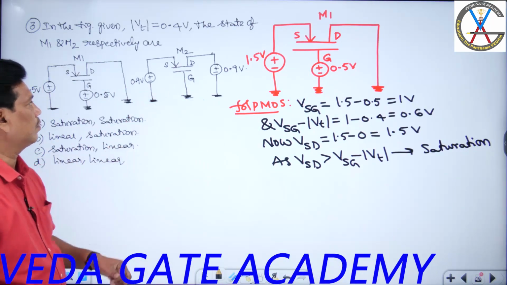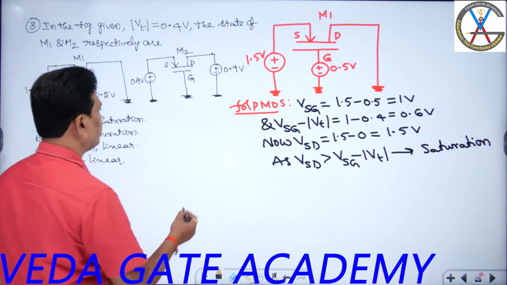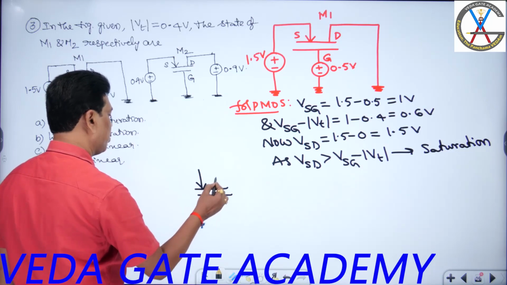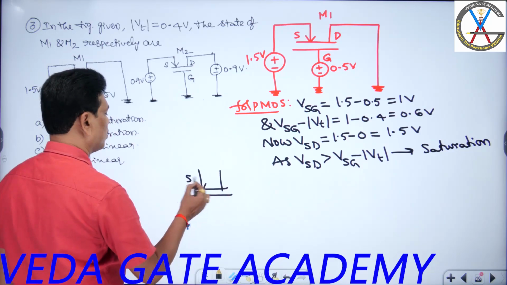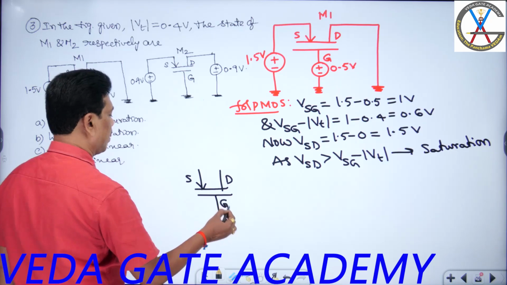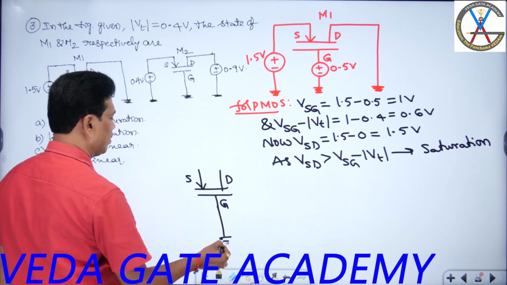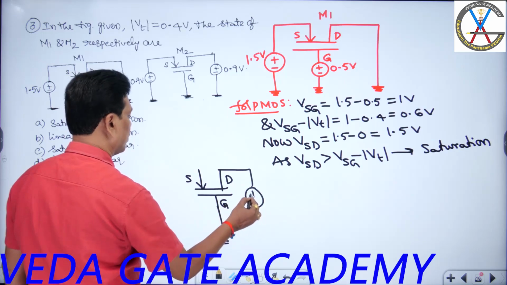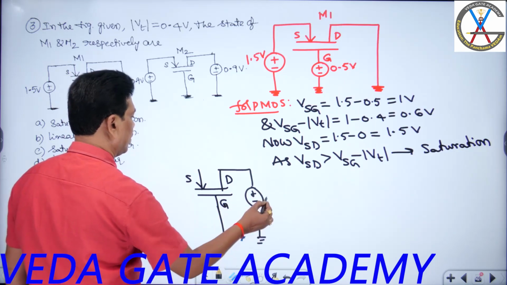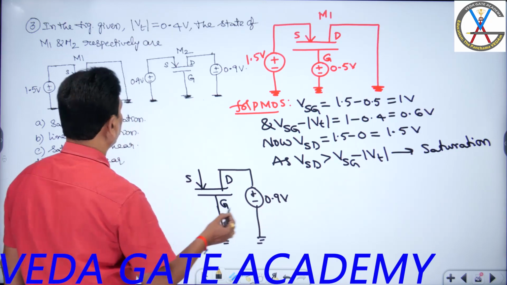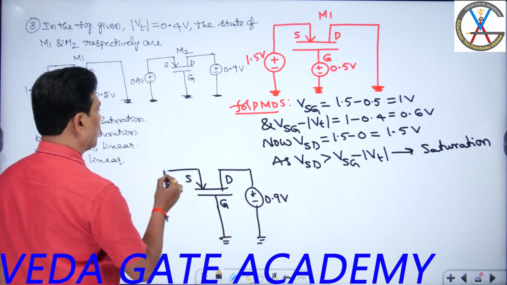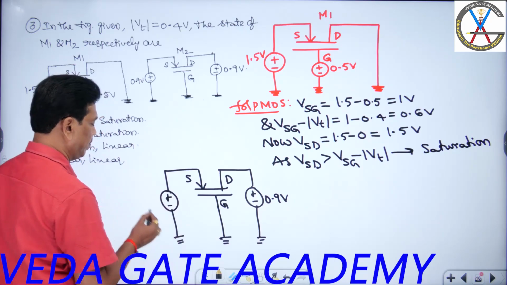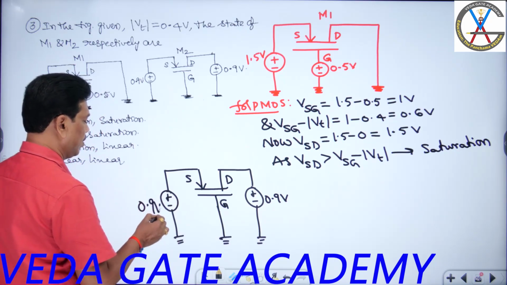Come back to M2, sir. Now I can draw that circuit diagram here. This is M2. Source, drain, gate. So gate is directly grounded, sir. Drain is connected to what? 0.9 volt supply, students. This is connected to 0.9 volt supply. And this one is connected to what, sir? 0.9 volt again. This is M2, sir.